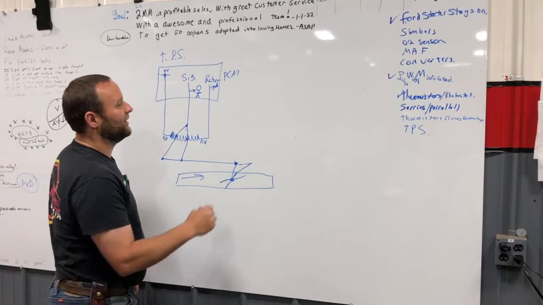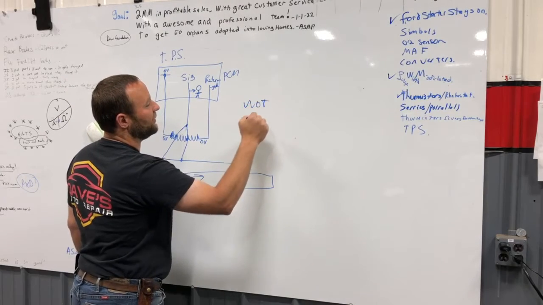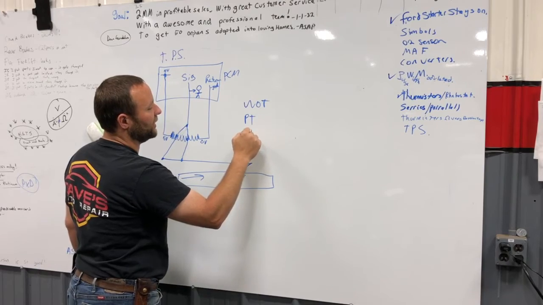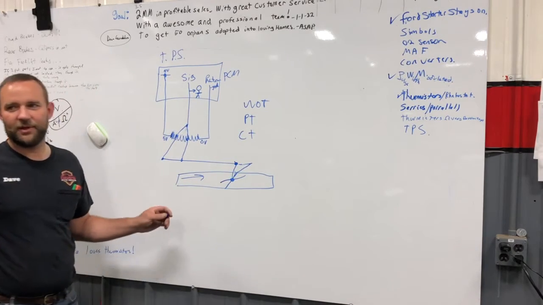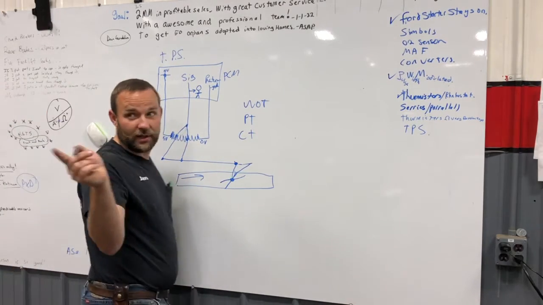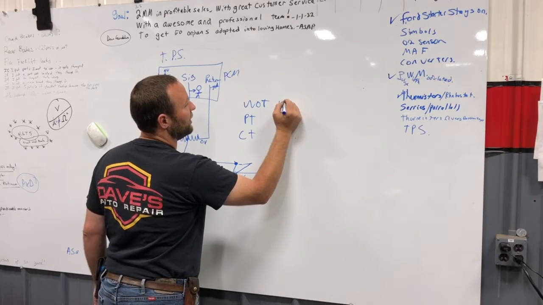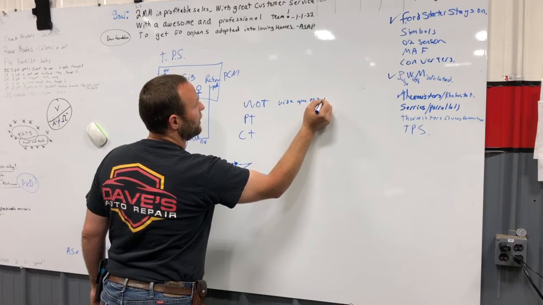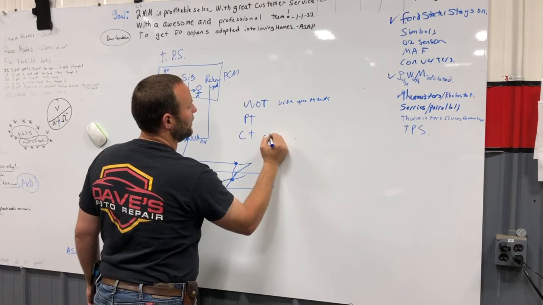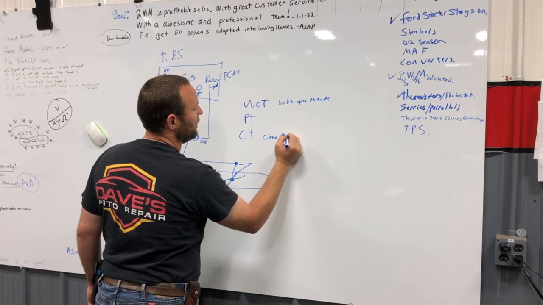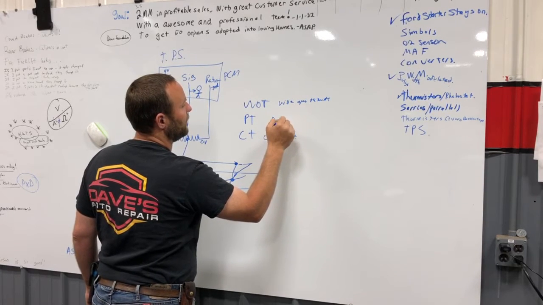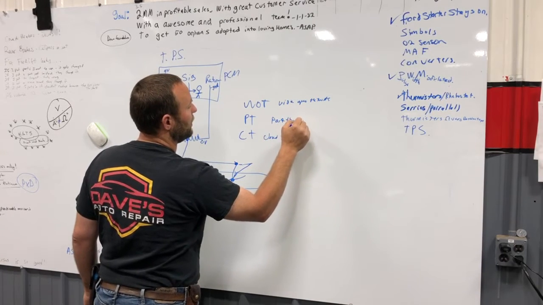I'm like, WOT, does anybody know what that means? PT and CT, do you have any idea what those mean? Nobody does, do they? Wide open throttle. You got it. WOT, wide open throttle. CT is closed, right? P would be partial. So they're just all about throttle.